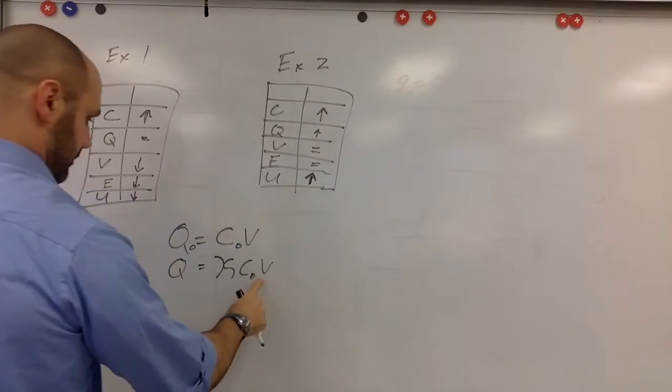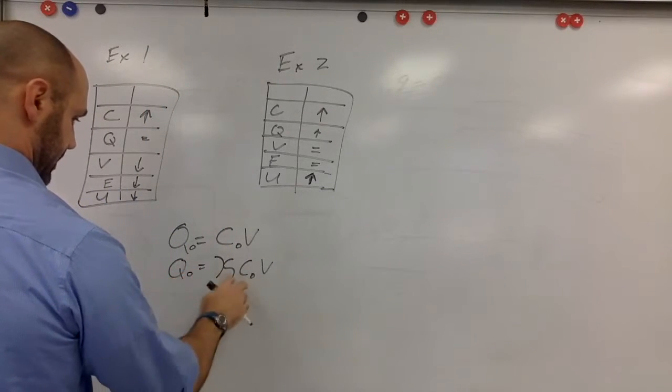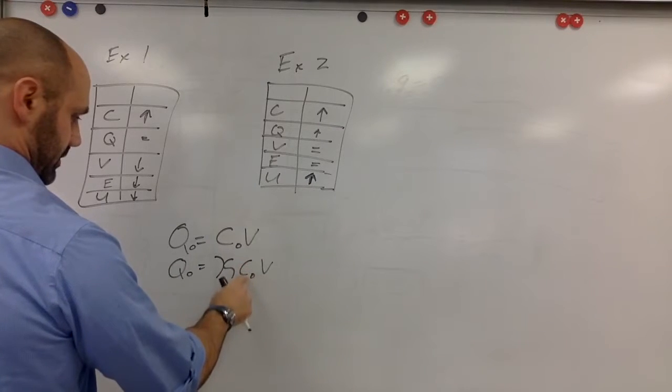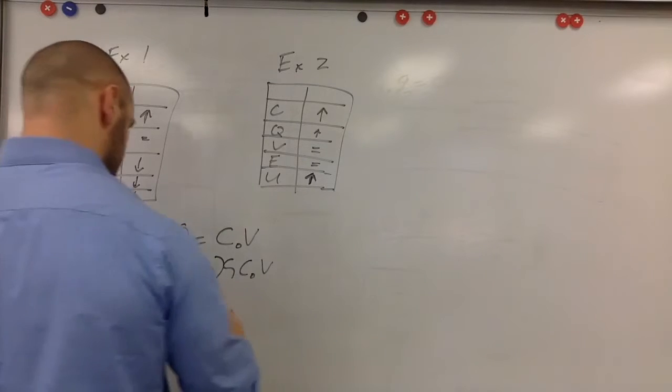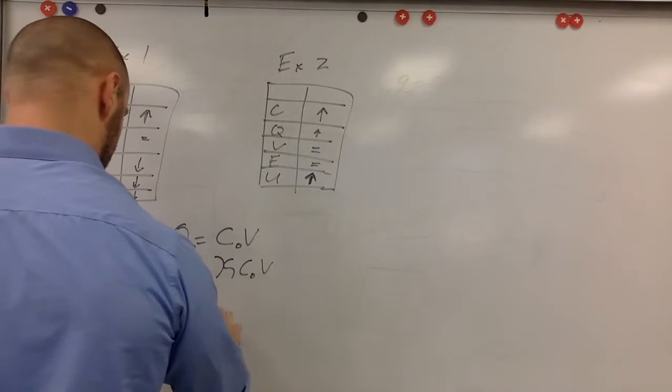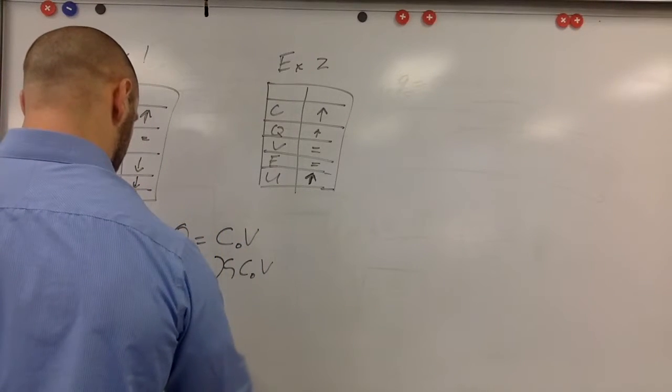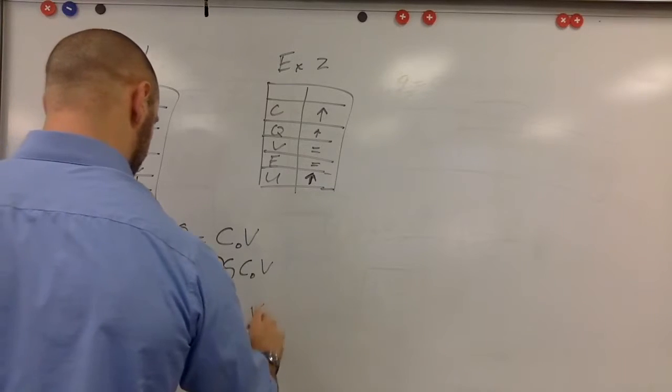So now the voltage. Q is going to remain the same, this C naught is staying the same, and kappa is the thing that's changing. So V is going to be Q naught over kappa C naught, so that's just V naught over kappa.